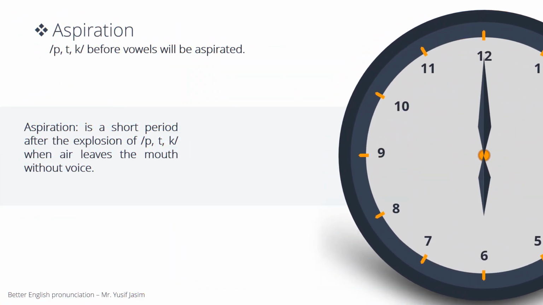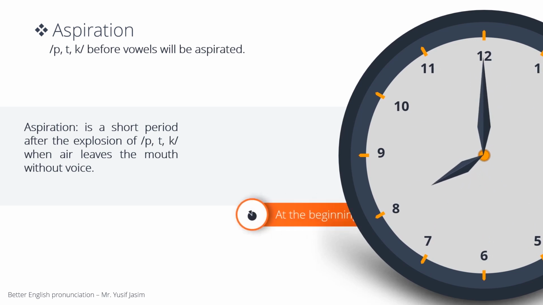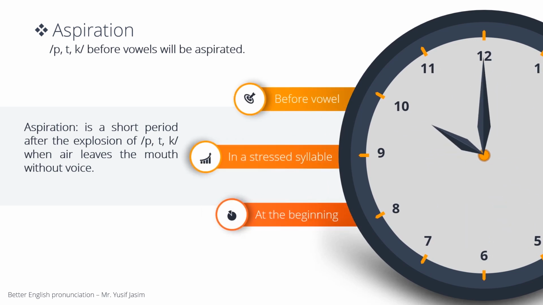P, t and k before vowels will be aspirated. But what do you mean by aspiration? Aspiration is a short period after the explosion of p, t and k when the air leaves the mouth without voice. You should know that aspiration happens at the beginning of a stressed syllable before a vowel.